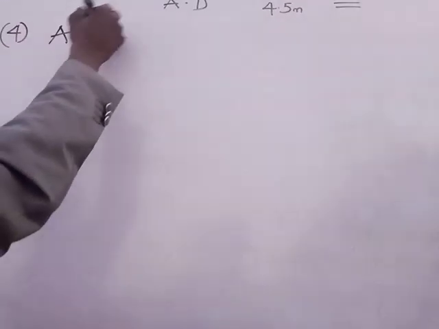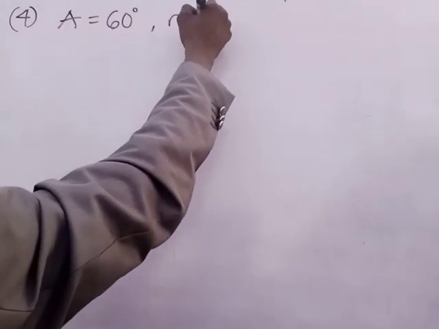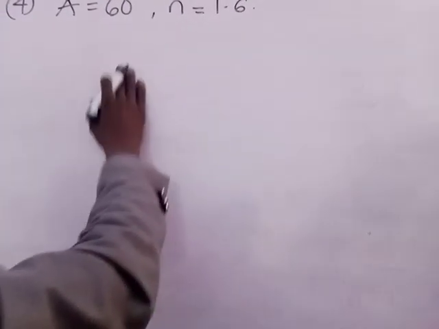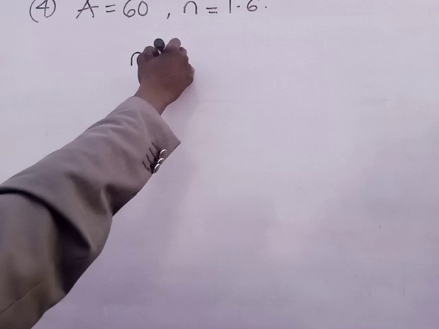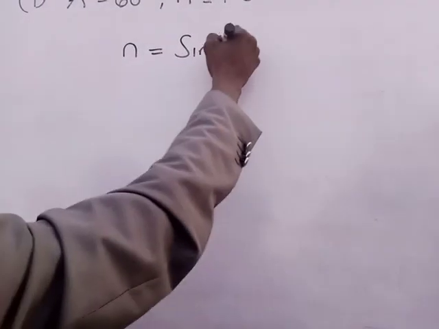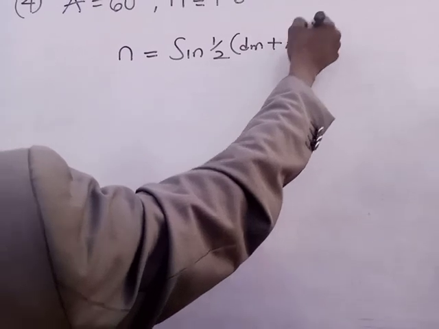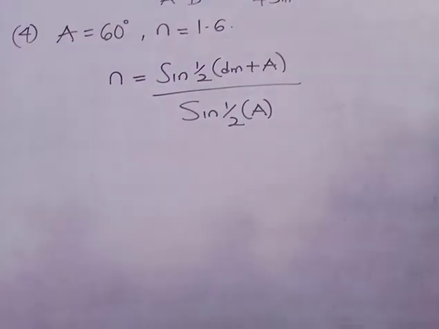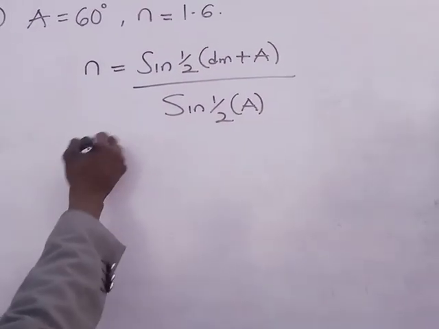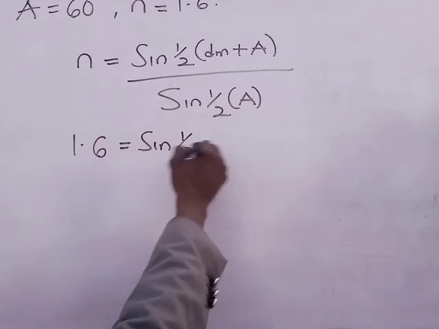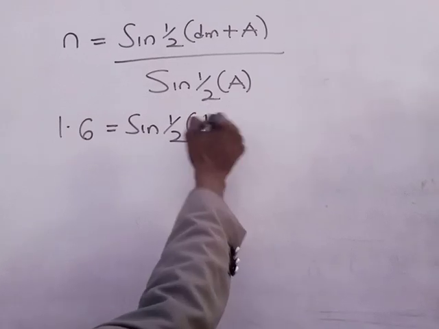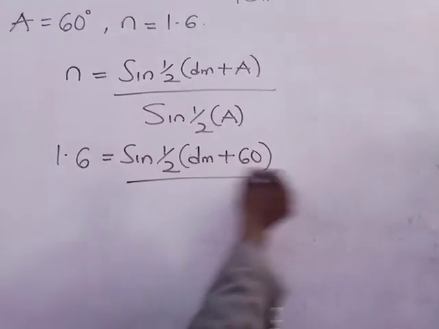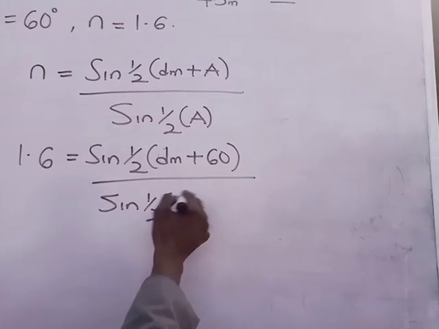So all right, let's quickly write the parameters. A is 60 degrees. Refractive index is given to be 1.6. So we want to calculate the DM. So we are going to write the formula now. Remember the formula you are given? Minimum deviation is sine 1 over 2 bracket DM plus A all over sine 1 over 2 A. So if you know this formula, you can quickly get it. So 1.6 will be sine 1 over 2 bracket DM, that's what you want to get, plus 60, all over sine 1 over 2 bracket 60.